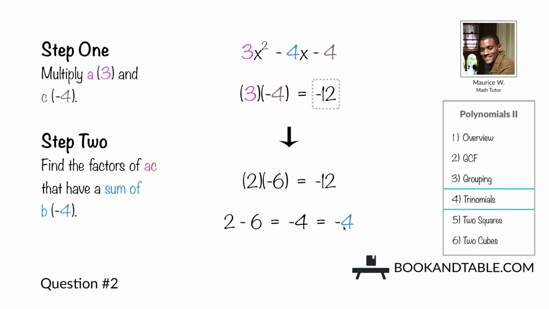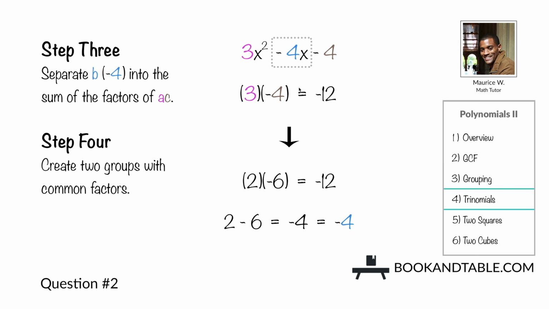So we'll need to take a look at another set of factors. 2 times negative 6 equals negative 12. And when we find the sum of these two factors, we get 2 minus 6, which equals negative 4. And that does equal negative 4, what we were looking for. So 2 and negative 6 are the factors of negative 12 that we were seeking out.